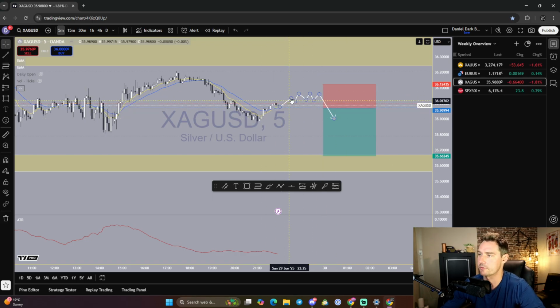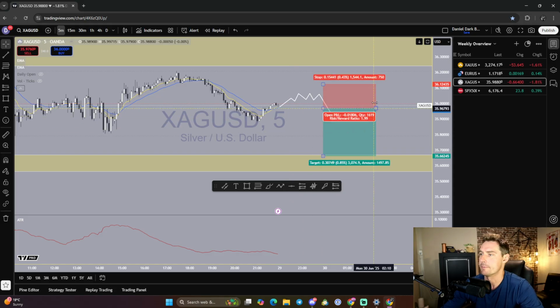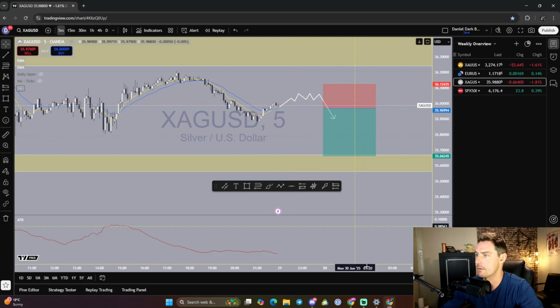But of course, we have to wait for the week to kind of open up and price action to play out into the Asian session once the market opens. But that's my ideal situation right there. That's what I'm looking for. Okay, so let's look at the SPX last.